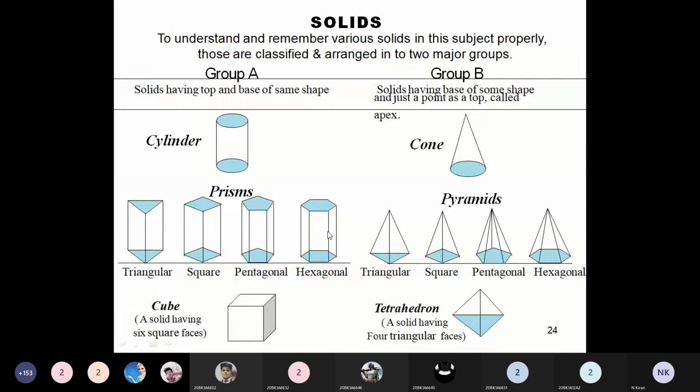So a hexagonal prism is resting on HP with its side as 30 mm and height 50 mm. Draw its projection. Can you try that one? It is similar to the planes only. Just try it.